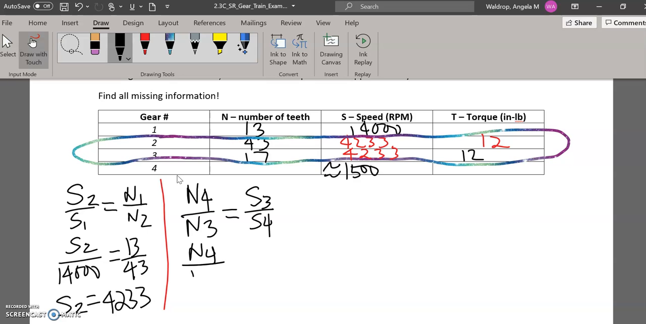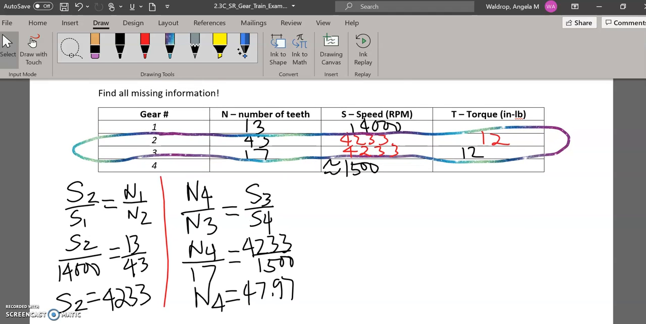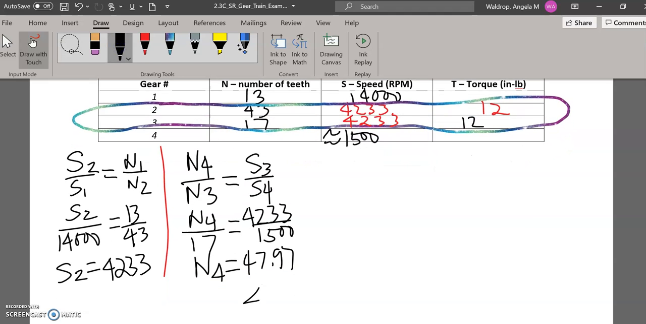If I substitute my numbers in, I got N4 over 17, and I've got the 4233 over 1500. That's my approximate speed. And I solve for this. My N4 is going to be 47.97. Now, I cannot have a fraction of a tooth, and I don't have any restrictions on my speed. I just have an approximation for my speed. So I'm going to go ahead and round my teeth to 48. Okay, and then I'll go ahead and fill that in on my chart.